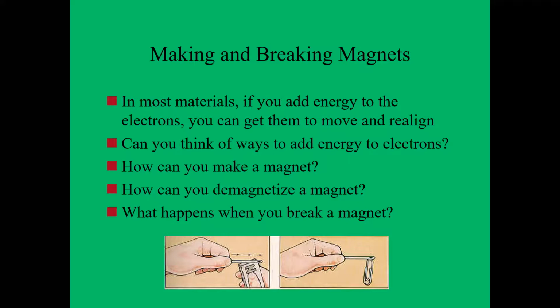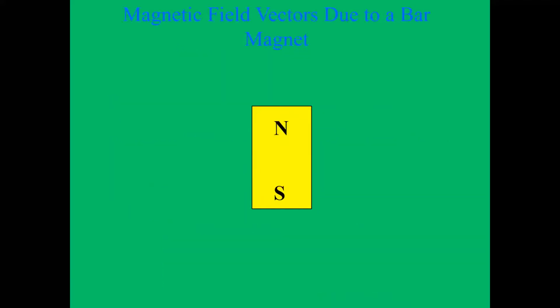How we can make and break magnets in most materials: if you add energy to the electrons, you can get them to move and realign. Can you think of ways to add energy to electrons? How can you make a magnet? So these are just some questions.